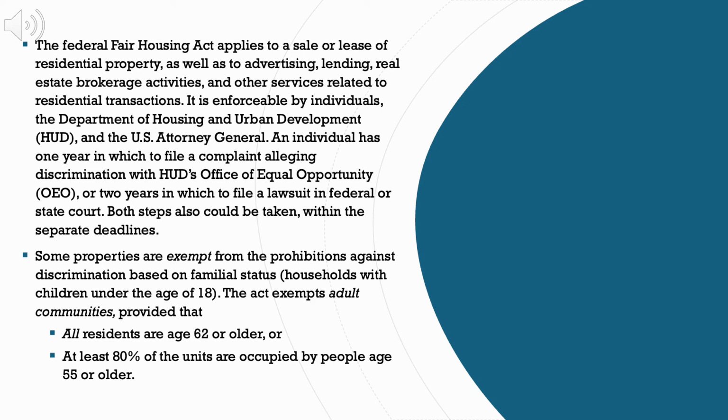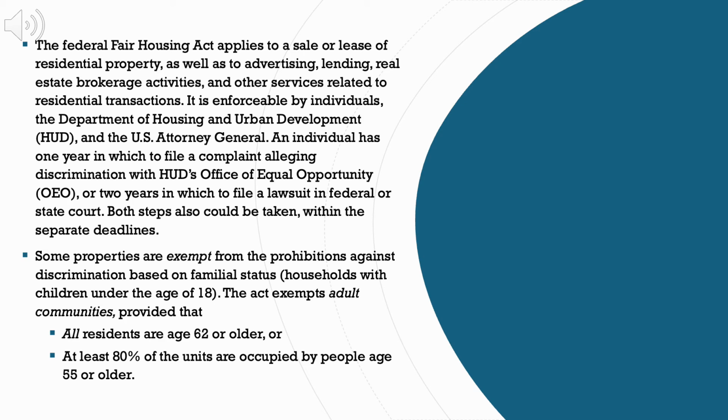It is enforceable by individuals, the Department of Housing and Urban Development, HUD, and the U.S. Attorney General. An individual has 1 year in which to file a complaint alleging discrimination with HUD's Office of Equal Opportunity, OEO, or 2 years in which to file a lawsuit in federal or state court. Both steps also could be taken within the separate deadlines.